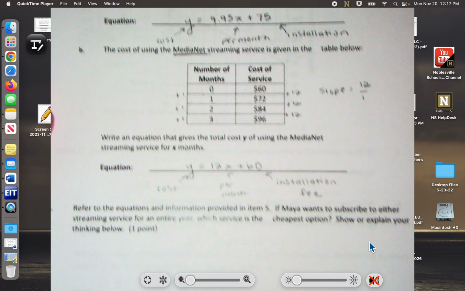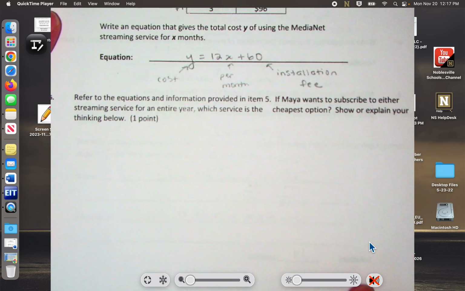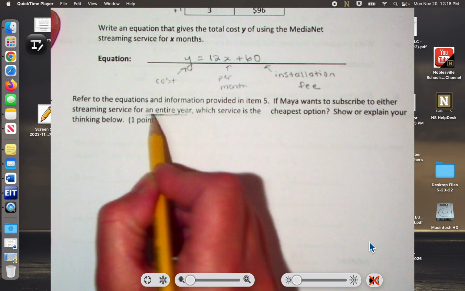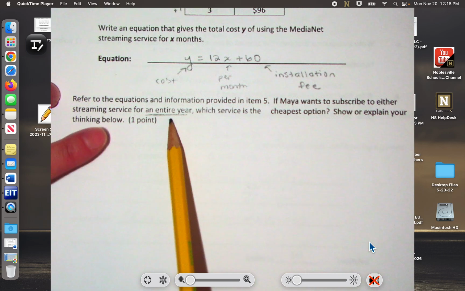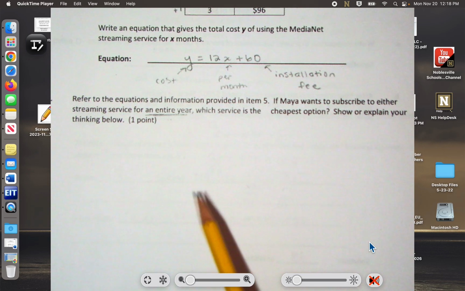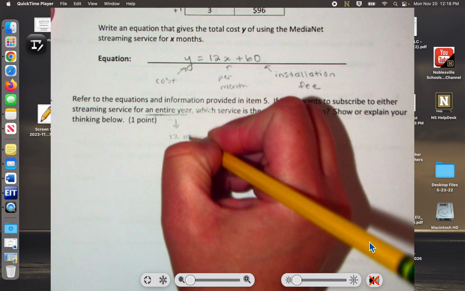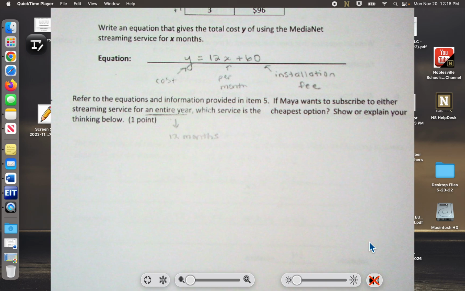All right, now we're going to use that information to make a decision here for Maya. She wants us to subscribe for an entire year. Which is the cheapest option? Okay, really quick. We've been talking about months. She wants to subscribe for a year. I have to do a conversion here. How many months are in a year? 12. So write yourself a note. That's 12 months. That's a very easy thing to overlook, that they actually want it in months, not a year.